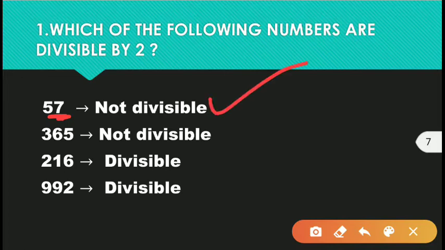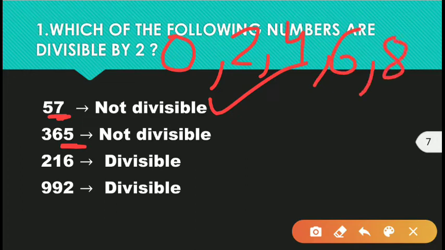So this will not be divisible by 2. Next, here the unit digit is 5. For the divisibility test, we need 0, 2, 4, 6 and 8. In this question the unit digit is 5, that means it is also not divisible by 2.